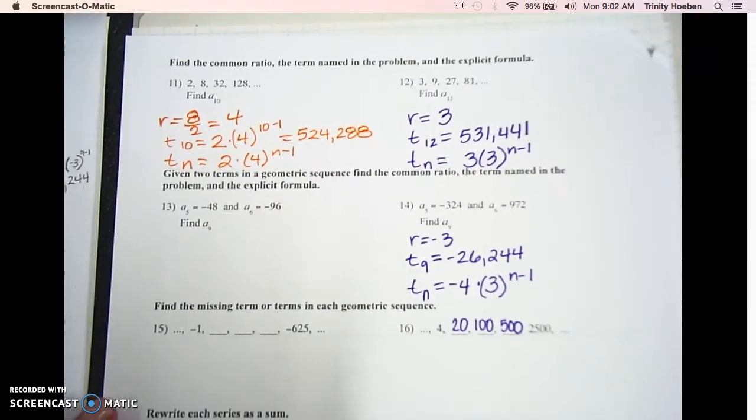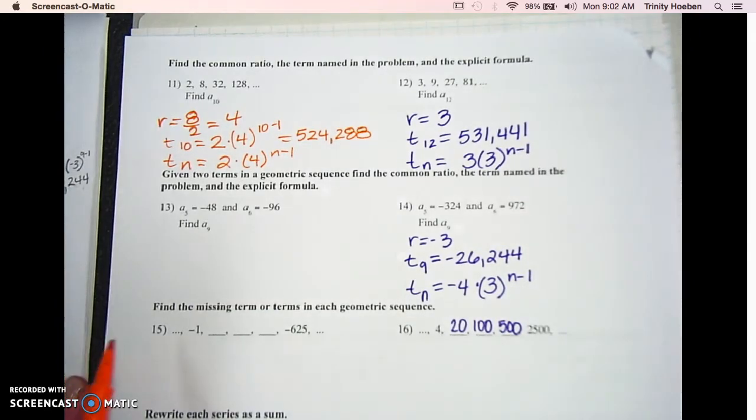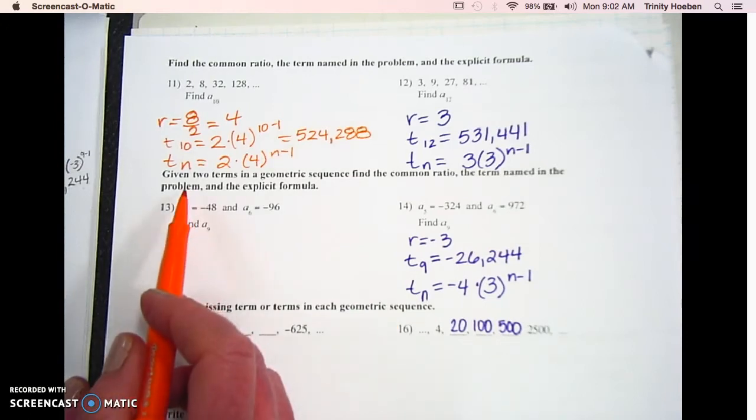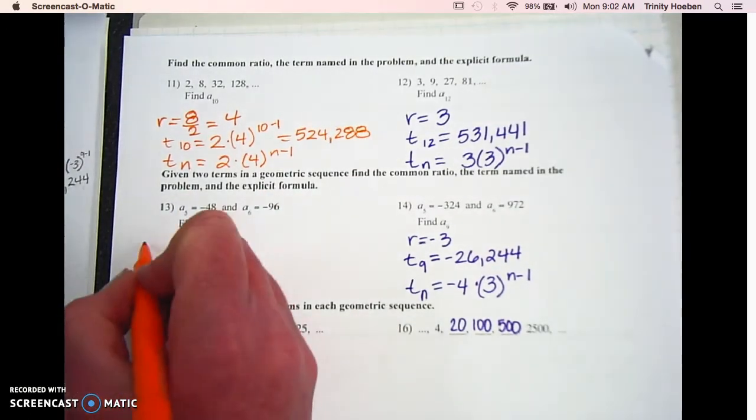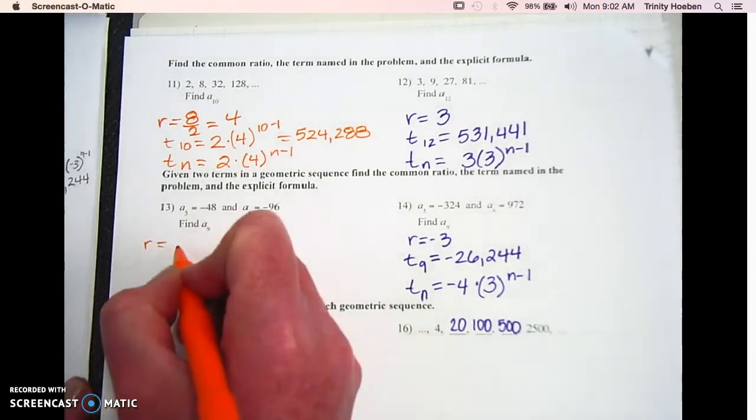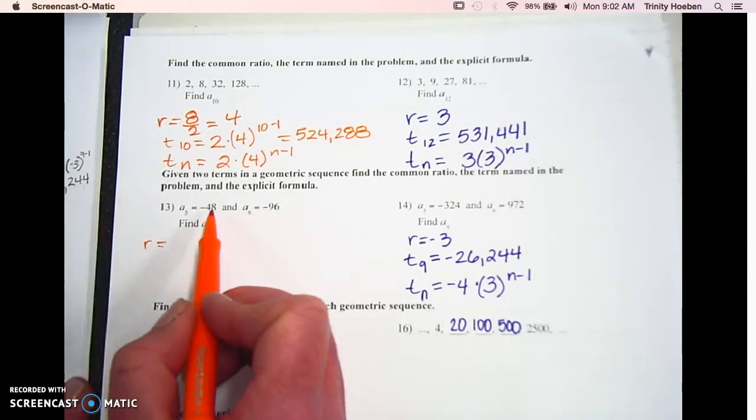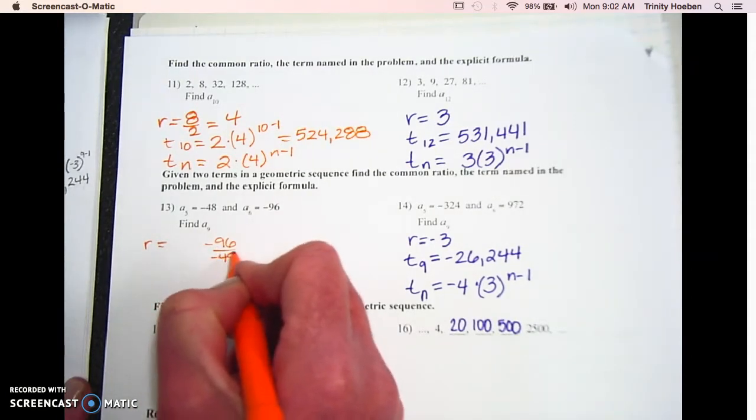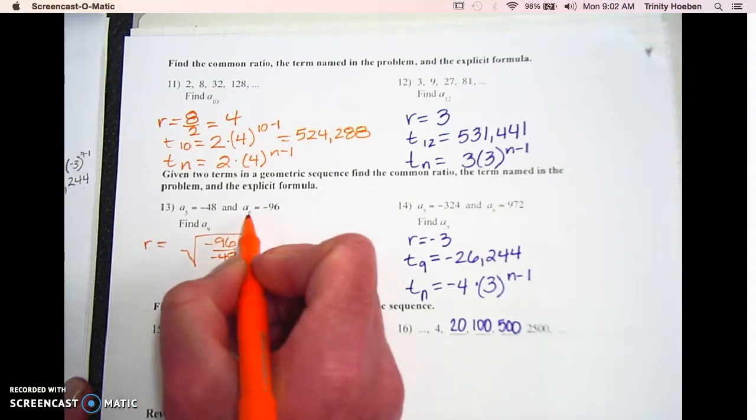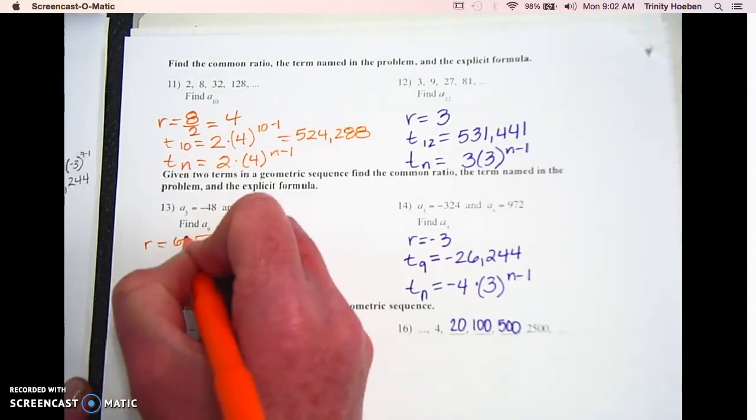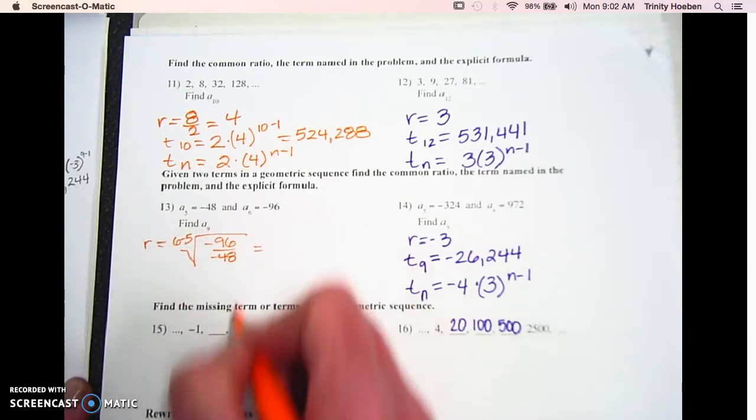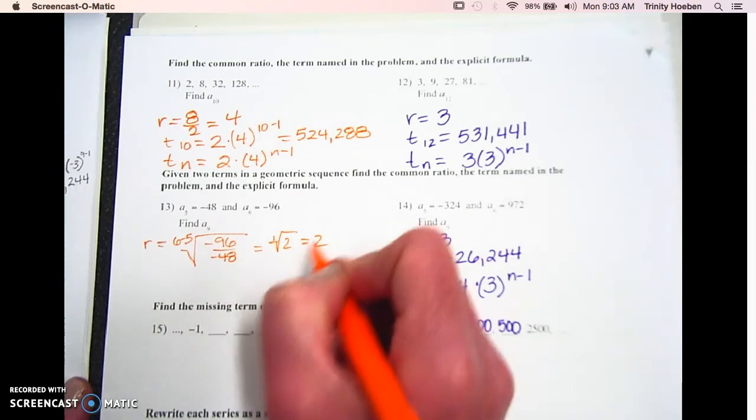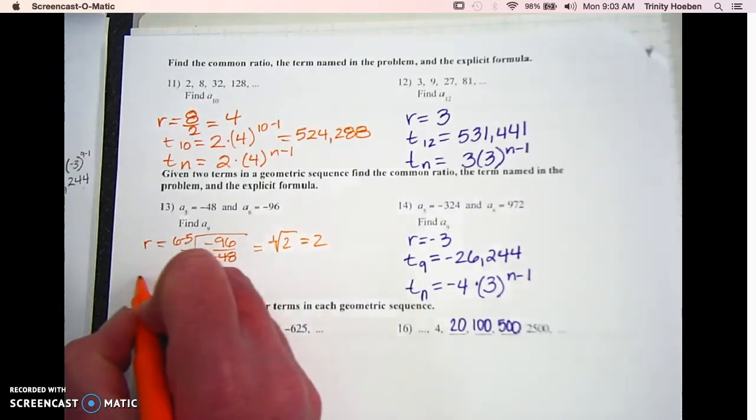Number 13. This time you're given 2 terms, so you need to get the common ratio and same thing, term named in the problem and the explicit formula. So to get the common ratio, you're going to take the negative 96 divided by the negative 48. And then to figure out what root you're going to take, you're going to do 6 minus 5, which ends up being the first root, which is kind of nice. So you're going to take the first root of 2, which is just 2.